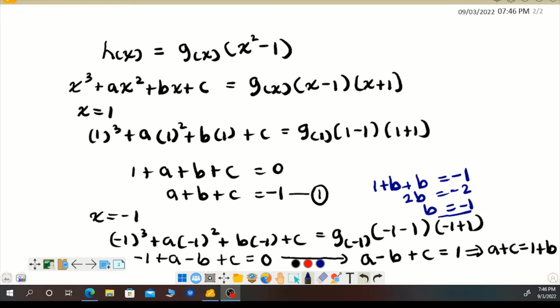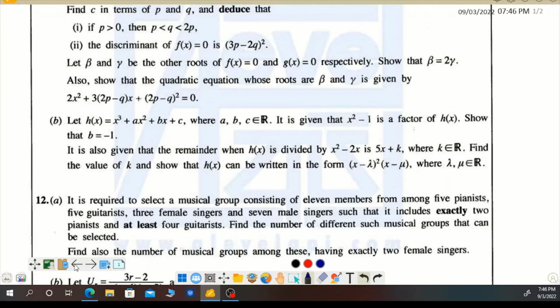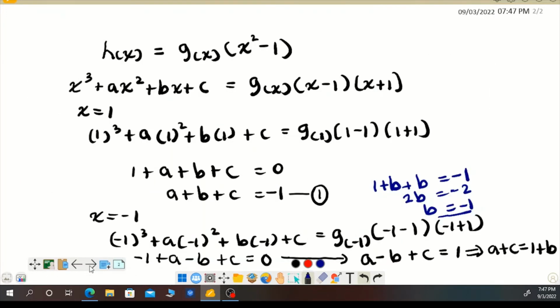Next we move to the second part of the problem. It is also given that the remainder when h(x) is divided by x squared minus 2x is 5x plus k, where k is a real number. Find the value of k and show that h(x) can be written in the form (x minus lambda) squared into (x minus mu). So in this part there is a remainder.